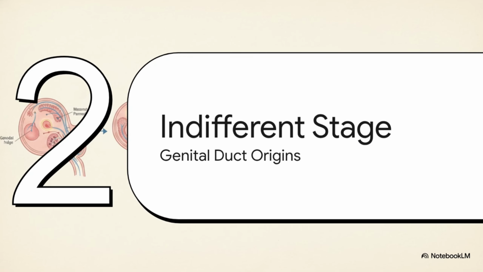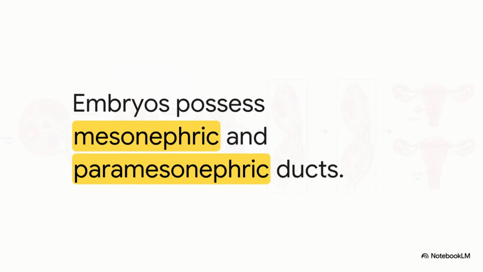Moving on to Section 2, the indifferent genital duct stage, where we look at genital duct origins. So before any hormonal divergence even happens, it's really cool to realize that every embryo essentially starts with a blank slate. Both male and female embryos possess 2 distinct pairs of genital ducts simultaneously. You've got the mesonephric ducts, historically called the Wolffian ducts, and the paramesonephric ducts, also known as the Mullerian ducts.